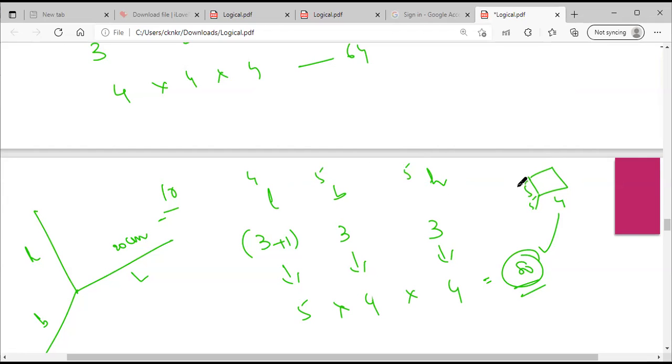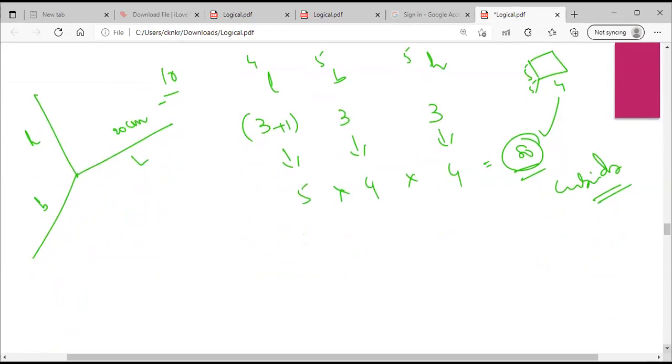But are they cubes? No, they are not cubes, because length, breadth and height, all 3 are not the same, they are different. The resulting pieces are not cubes, they are cuboids. So henceforth remember, if the number of cuts you are applying is not equal across length and breadth and height, the resulting pieces are not cubes, they are rather cuboids.